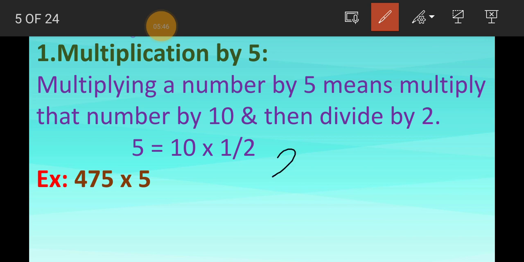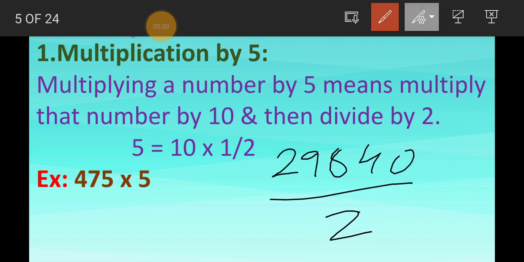29,840 divided by 2. Now we'll divide this number by 2 and quickly we are going to get the answer. See, 2 ones are 2. When I have to divide 9, it will be 2 fours are 8, and 9 minus 8 I am going to get 1. Now the next digit 8 I am going to copy.